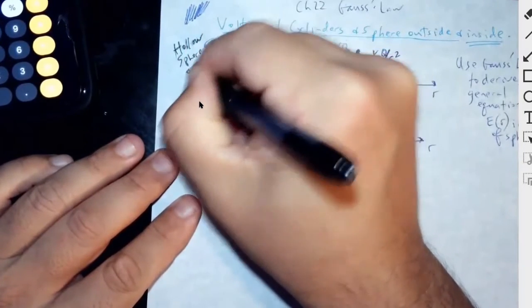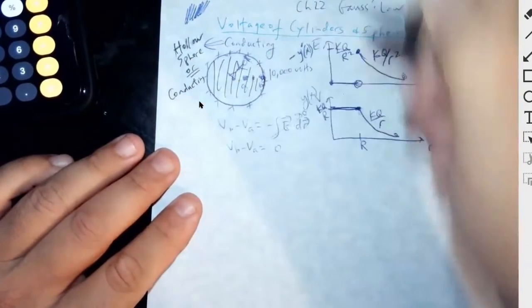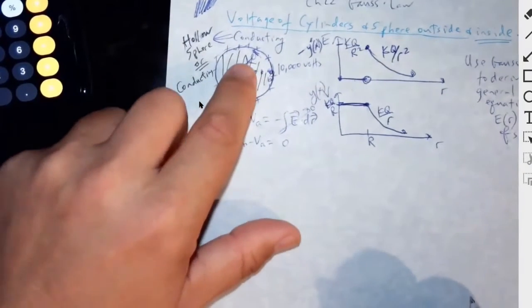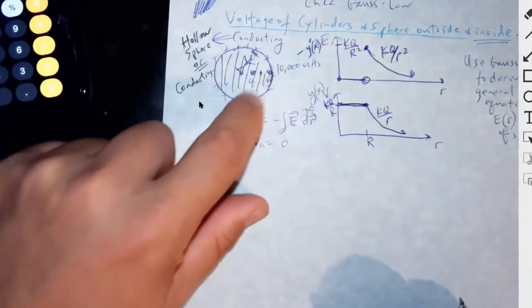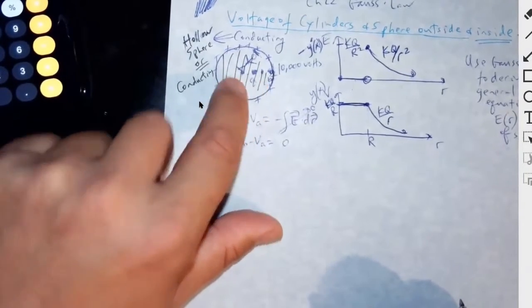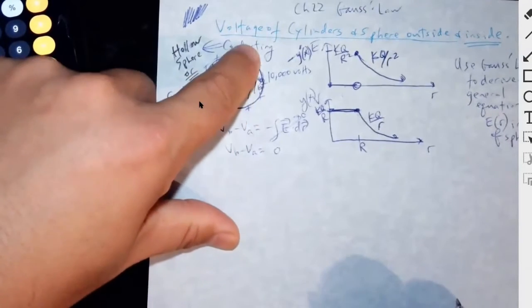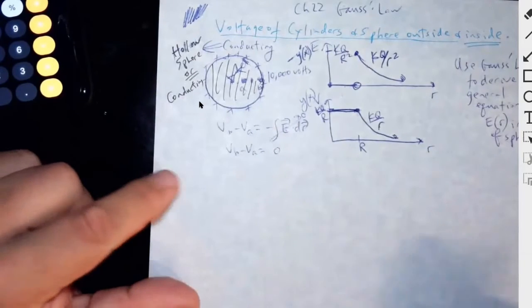Or a conducting sphere. So it could be all solid. Of course, in that case, you wouldn't be able to get in. But if it's pure metal and a good conductor, if there's any net charge, it pushes itself out to the outside. So either one.